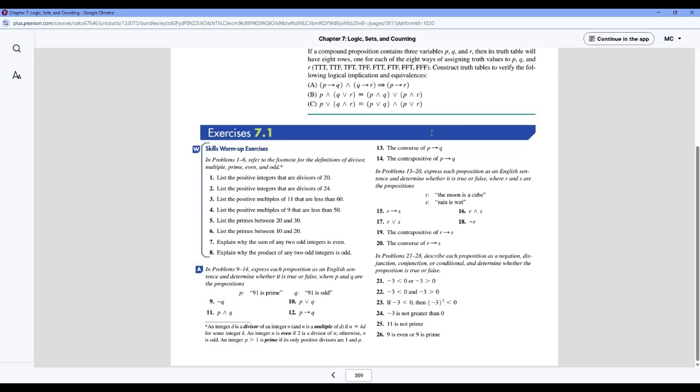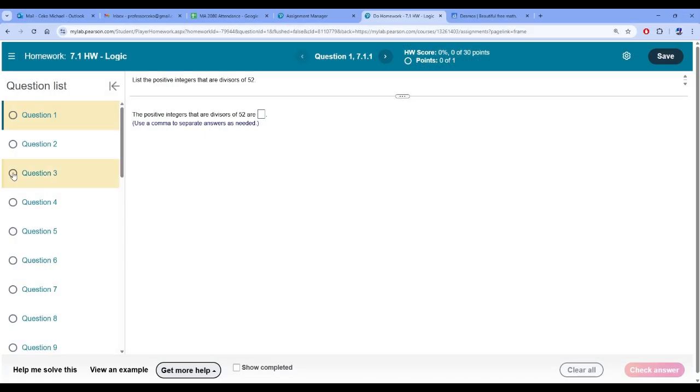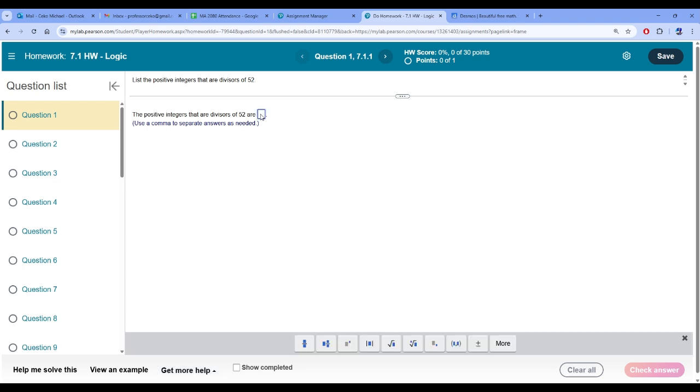All right, so let's try to get into the questions. List the positive integers that are divisors of 52. I mean, there's really nothing here that you guys need from me. All you have to do is list everything that goes into that. I don't know, 1, 2, 26, 52.